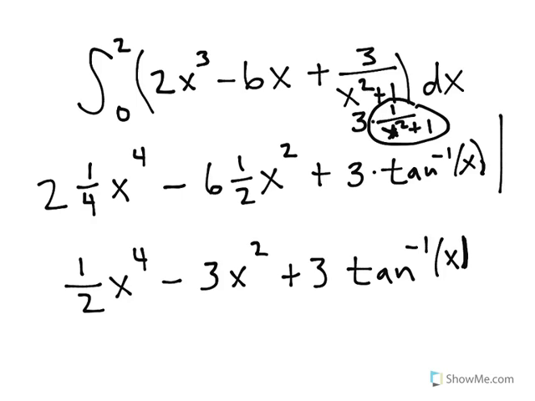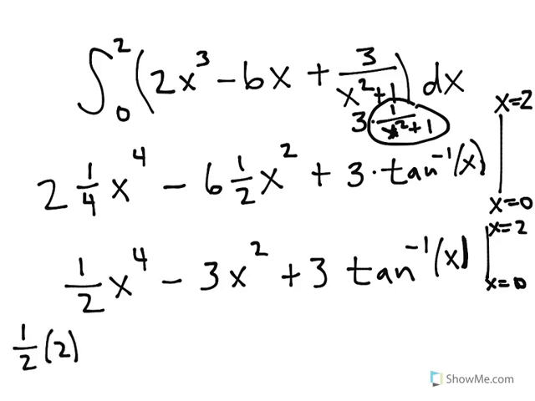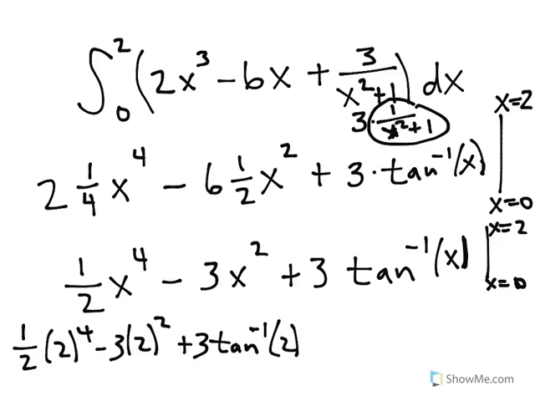So here's the notation we often use. We'll often use this notation here on the end that says start at x equals 0 and end at x equals 2. And so we put this vertical bar up here that says plug in 2, plug in 0, and then subtract. So that's just a good way to remember what that notation looks like. And we would then go ahead and plug that in, and so we'd have 1/2 times 2 to the 4th minus 3 times 2 squared plus 3 times the inverse tangent of 2.